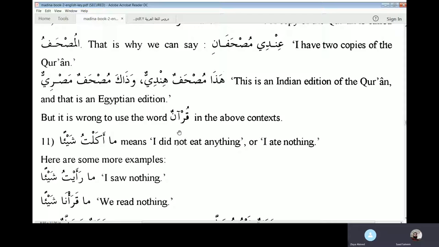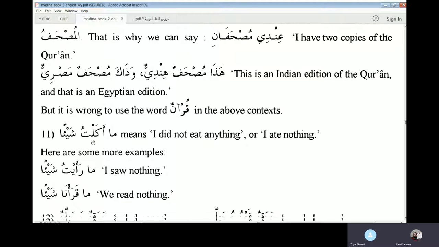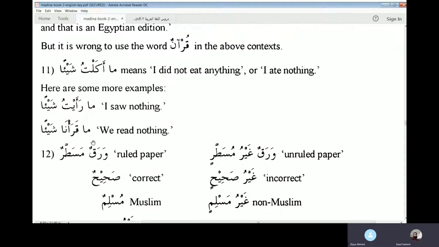ما أكلت شيئاً means I did not eat anything or I ate nothing. Here are some more examples. ما رأيت شيئاً, I saw nothing. ما قرأنا شيئاً, we read nothing.